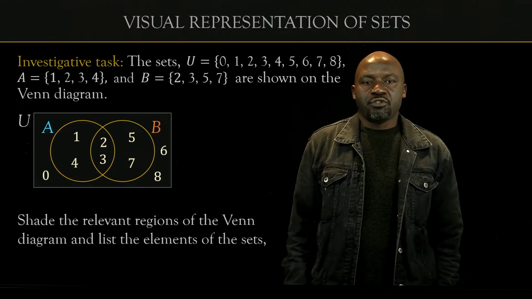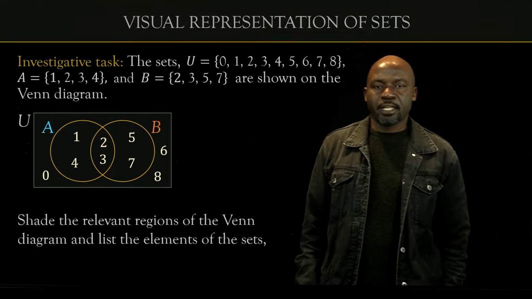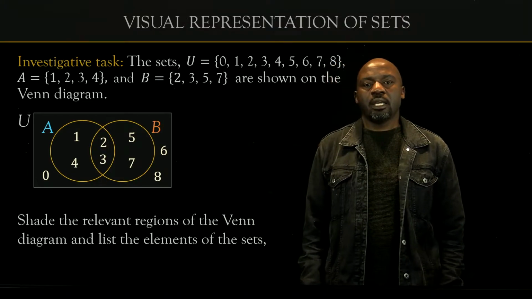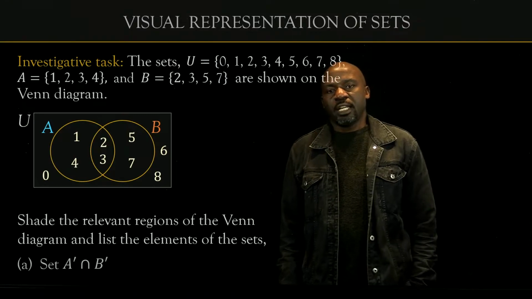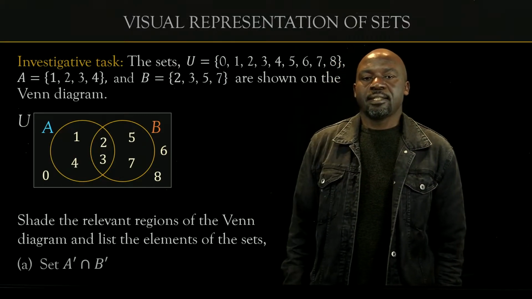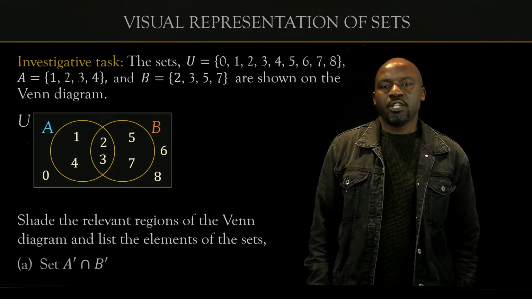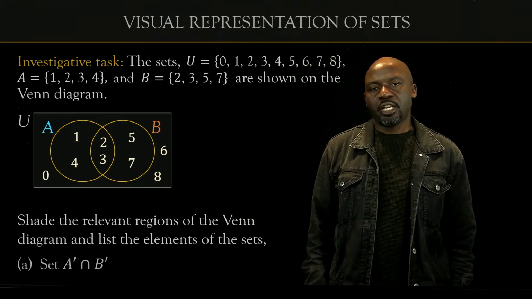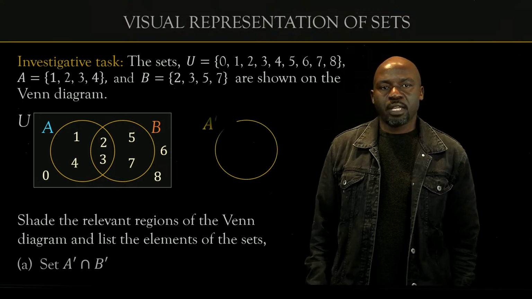Shade the relevant regions of the Venn diagram, and list the elements in the set. I'm going to do the first one, and then you'll do the second one. Shade the region A complement intersection B complement. That means it should not be in A, so we are shading everything outside A.